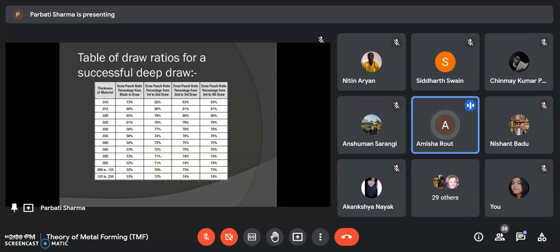Thank you, Nitin. Good afternoon, everyone. Here is the table that shows reduction ratios for simple round cups for a given thickness to successfully deep draw just about any size or depth of round cup shape. A round blank can be drawn and redrawn many times using multiple deep draw operations. Next slide, please.